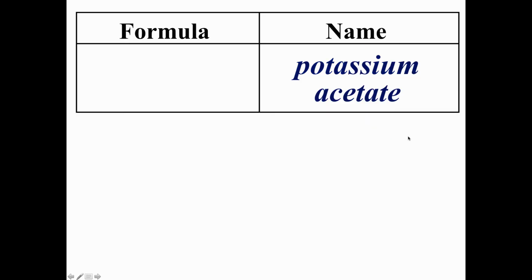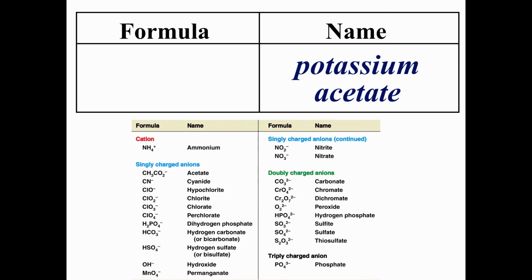Okay, let's use a few of them. For example, what's the formula for potassium acetate? And if you haven't yet memorized them, you can refer to the chart. Acetate is CH3CO2. The whole thing has a negative charge. Potassium would have a +1 charge. So 1 potassium for 1 acetate is the right ratio, and you write it as KCH3CO2.